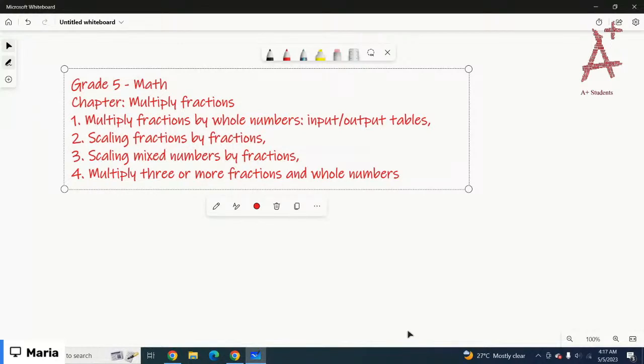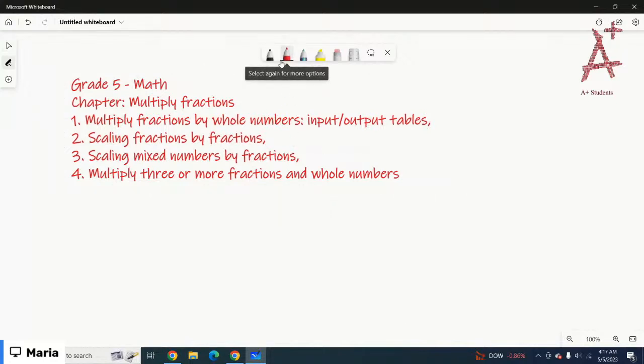We are here for grade 5 maths. You can find all the lessons on aplusstudents.com. You have to log in there using your email address, and the password is provided by the administrator. Then you have to select math from the subject tab, scroll down to grade 5 and click on view all lessons. There you can find a list of the chapters.